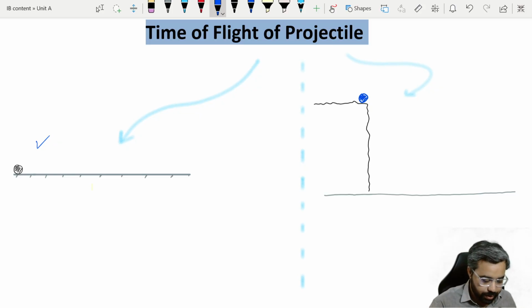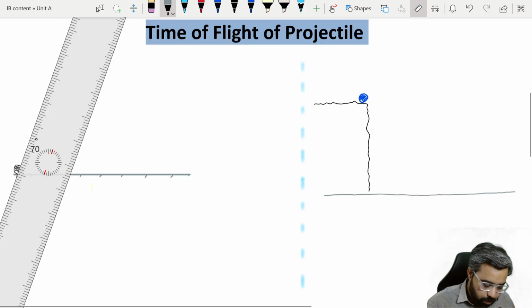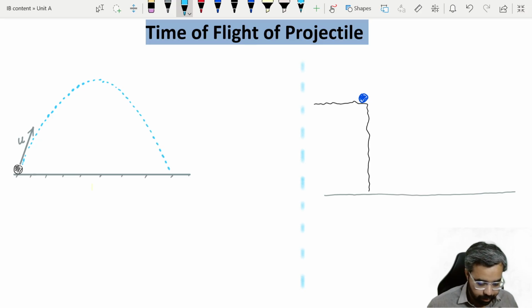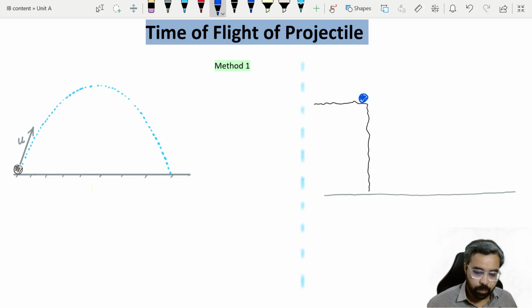So let's start. Let's assume that this ball is thrown at an angle of 70 degrees, as you also see. In the start, this is the maximum instantaneous velocity. And what will happen? It will move in this parabolic path in the absence of air resistance. You know that this will be the trajectory. So let's start with method 1.